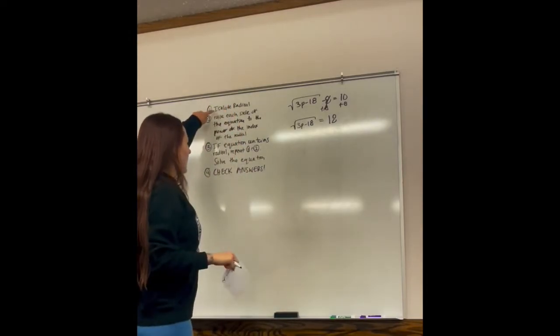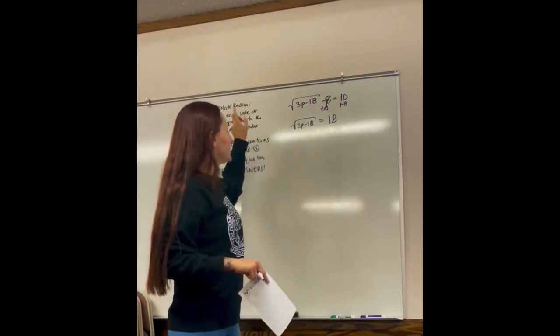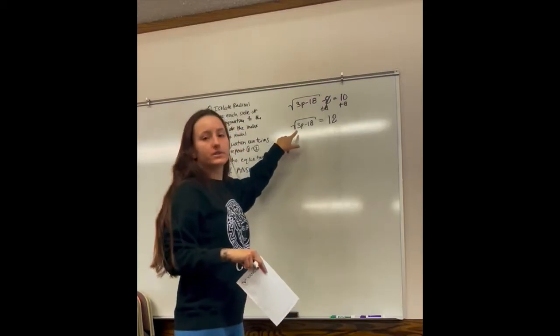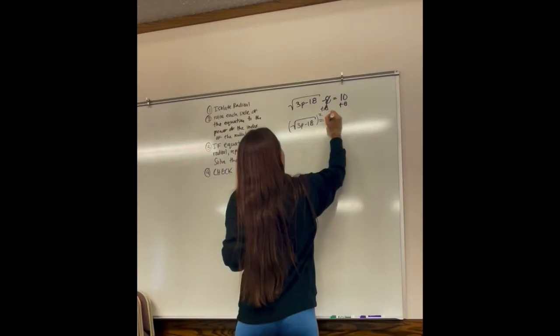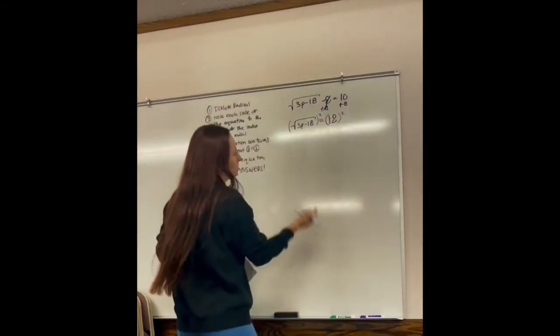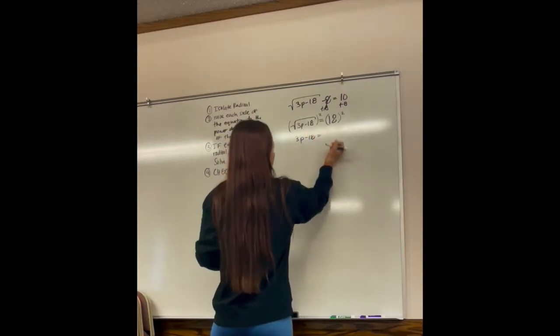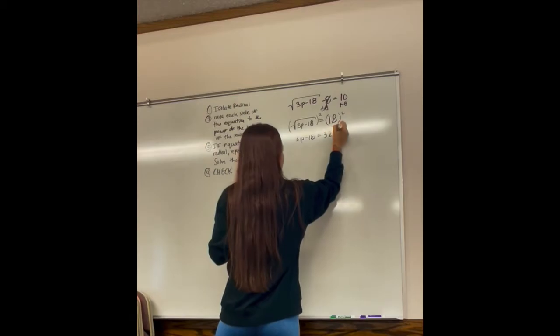So I isolated the radical. Now raise each side of the equation to the index of the radical. The index of a square root is 2, as we've gone over, but just reiterating. Now it's 18 squared, so now I'm left with 3p minus 18 is equal to 324.